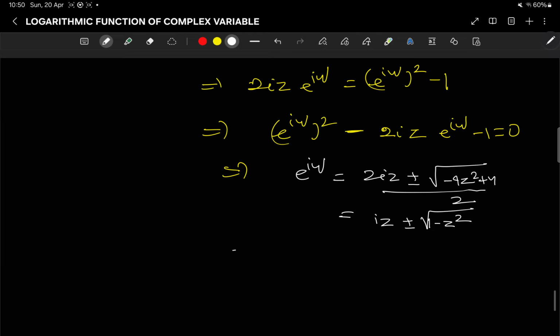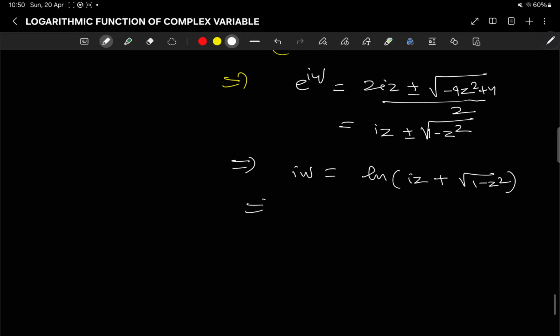Okay, so what is your iw here? Your iw is equal to ln of iz plus root over of 1 minus z square, if I omit the negative sign. So that means w is equal to, taking i to this side, minus i ln of iz plus root over of 1 minus z square. So this is proved.